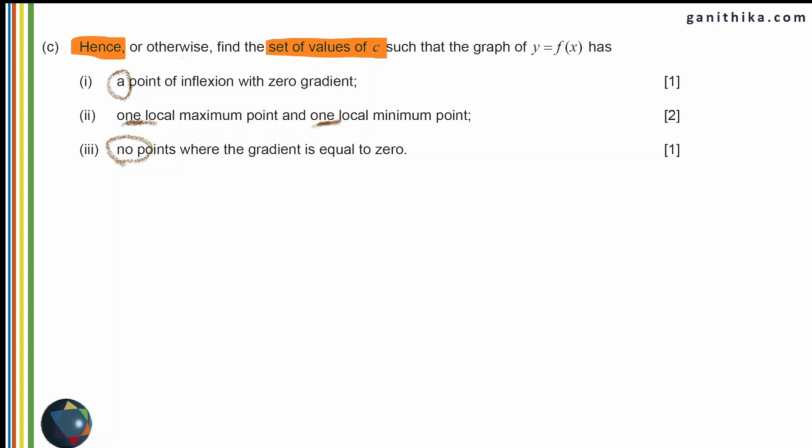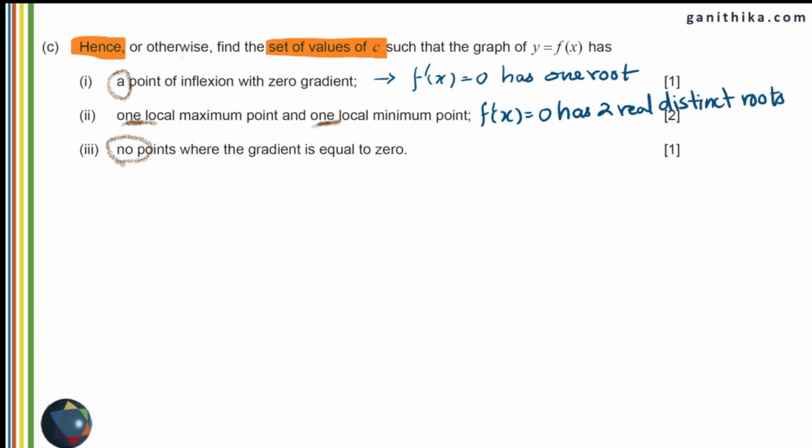In all these three cases, the idea is based on the stationary points, which means you are solving the equation of derivative is equal to 0. So in the first case, the equation f dash of x equal to 0 should have one root. In the second case, it should have two real distinct roots, so that one root can give you local maximum, one root can give you local minimum. And in the third case, this equation does not have any real roots, therefore you don't have any points where f dash of x is equal to 0. So these are the three conditions.